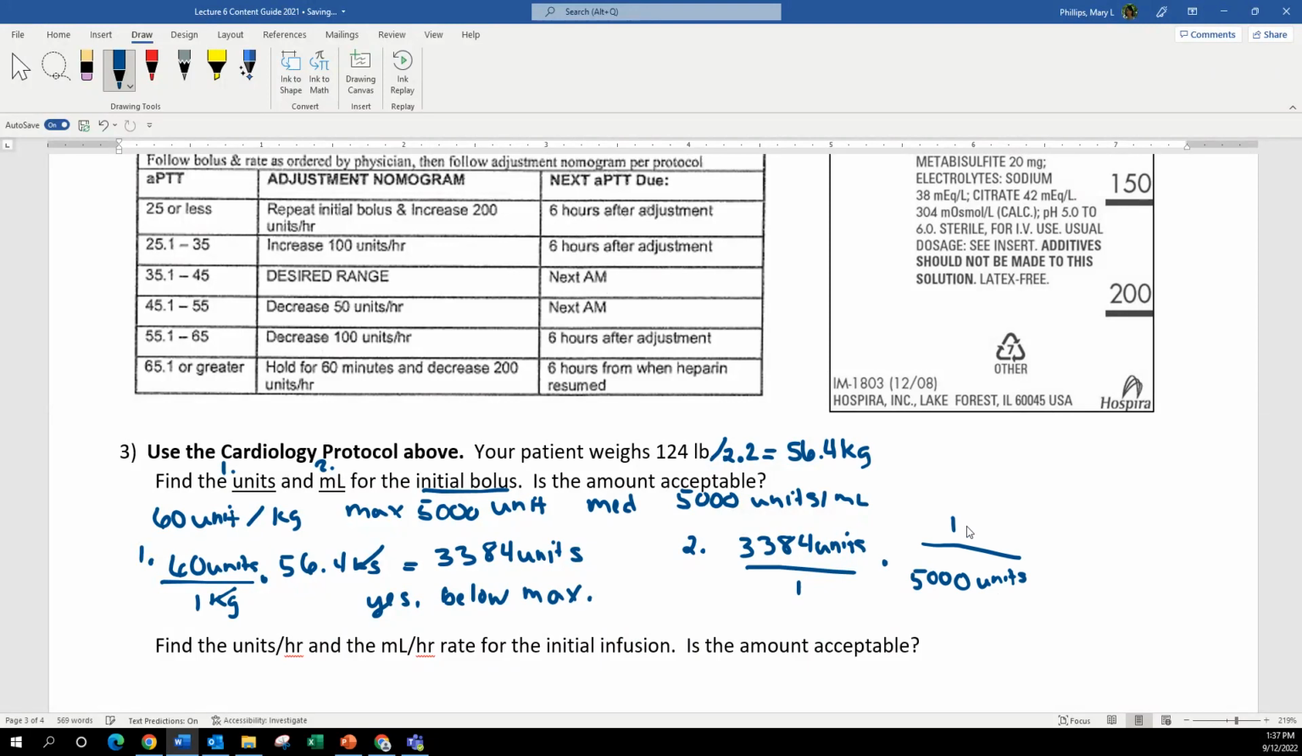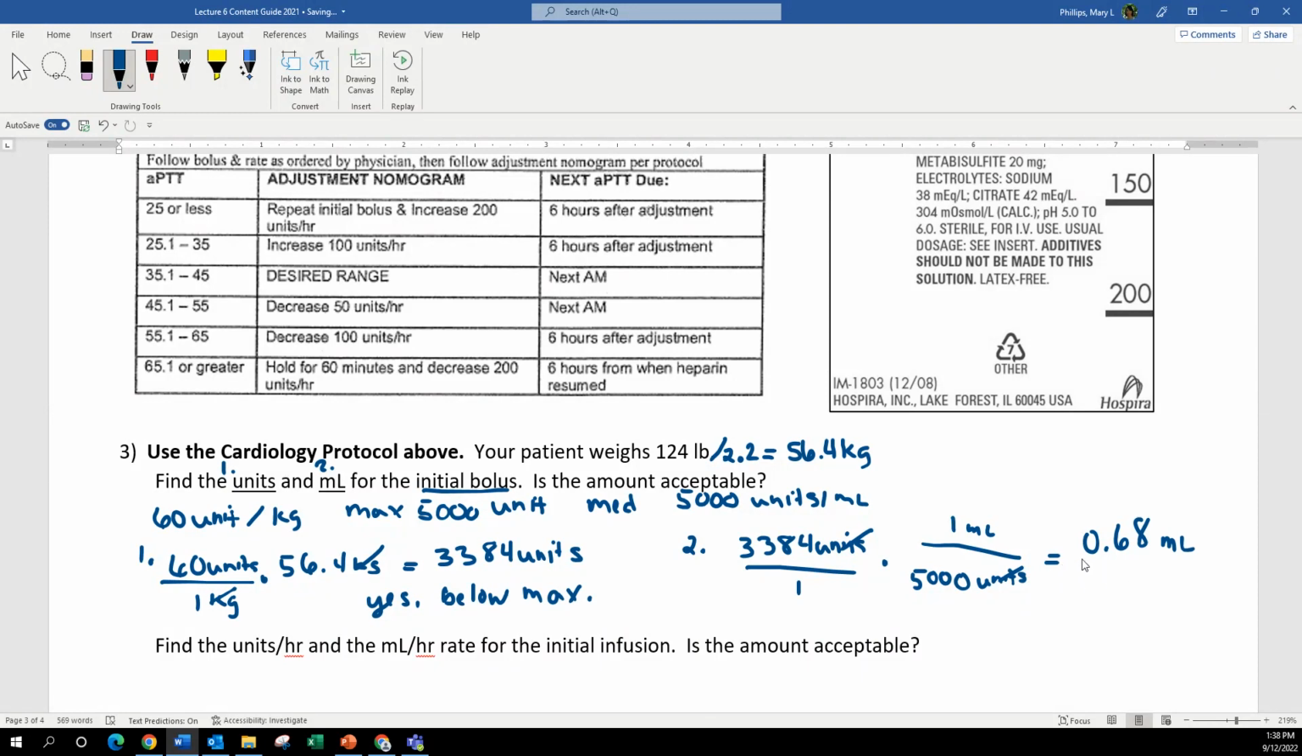That was per 1 ml. So units cancel. I do that math on my calculator, and I am going to need to round that off because I can't measure all of the decimals that my calculator gives me. The amount is less than 1, so looking at my calculator, I decide to round this to 0.68 milliliters, 2 decimal places because it's less than 1.